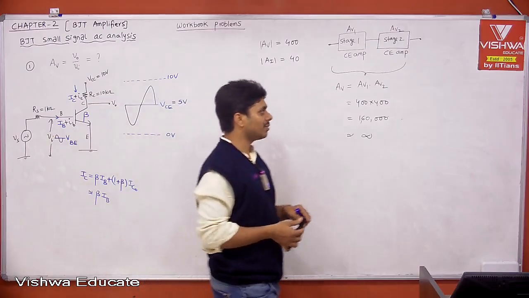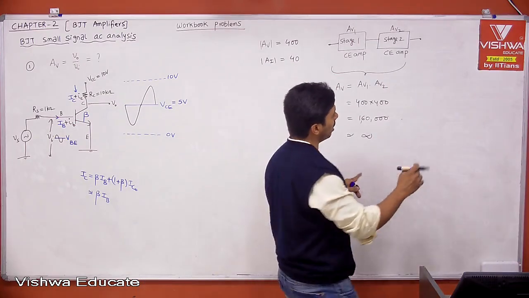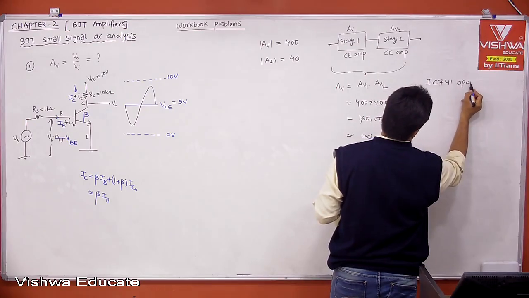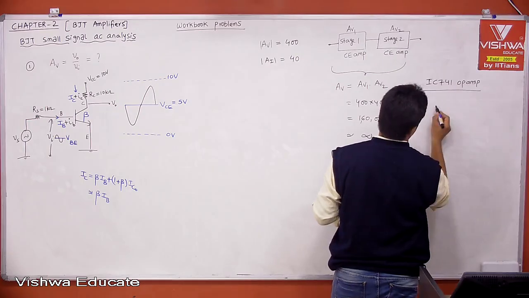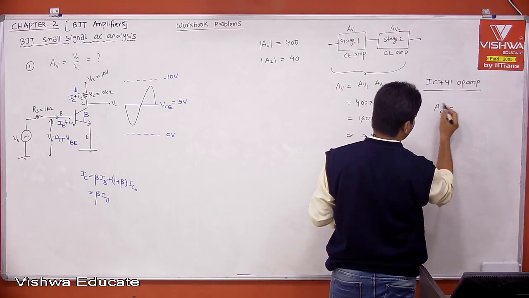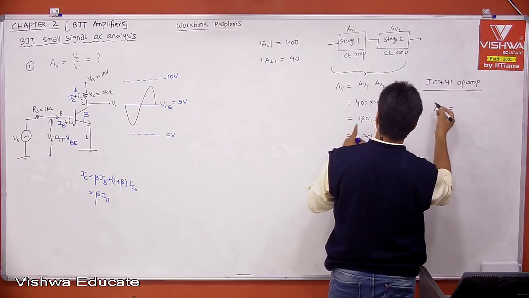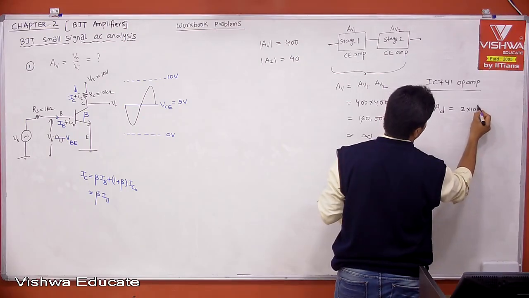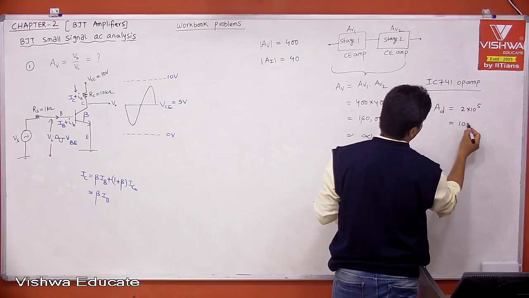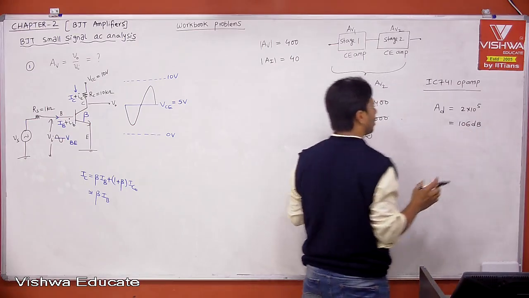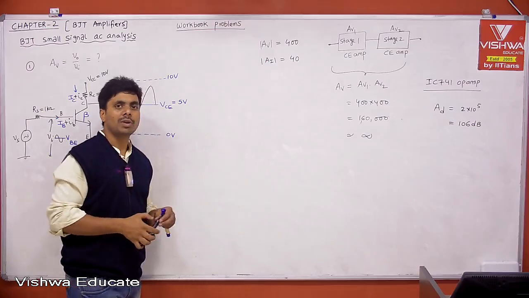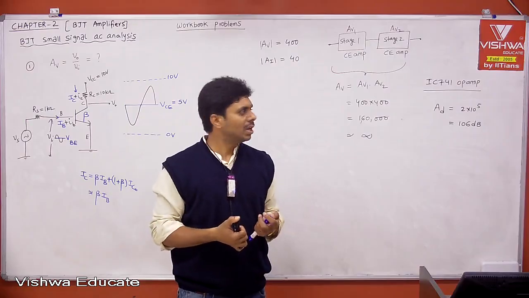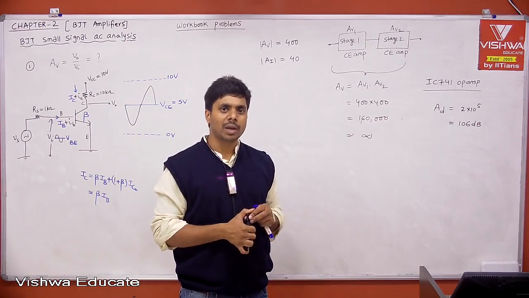See, if you take the IC741 op-amp, if you ask me its open loop differential gain, I'll explain what the differential gain is later on. But this is comparable to the voltage gain we are seeing now. Therefore, AD is equal to 2 into 10 to the power of 5, basically 2 lakhs. If you convert into dB, this is nothing but 106 dB. So for the IC741 op-amp, the voltage gain which we treat as infinity is not really infinity, it is 2 lakhs. We are treating 2 lakhs as infinity.